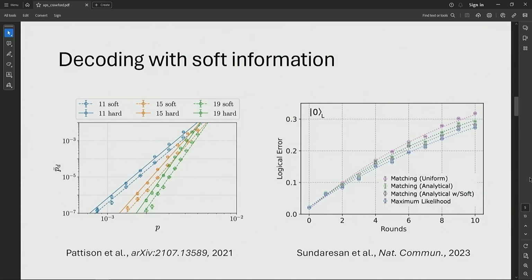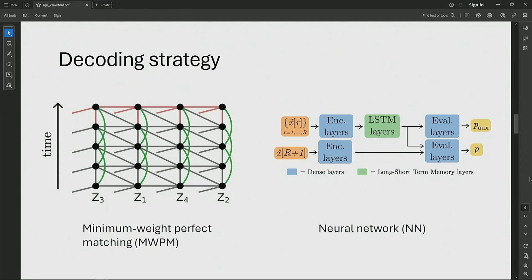Furthermore, in this 2023 paper, the improvement using soft information in decoding was also observed in a real experiment, moving from, I think, the green dots down to the silver dots is an improvement in the logical error probability when including the soft information. So in this work, we're also looking at comparing decoding using just hard information and soft information. And in particular, we're focused on decoders which learn their model of the errors that can occur from the error correction experimental data itself. And we look at two decoders, a minimum weight perfect matching decoder and a neural network decoder.